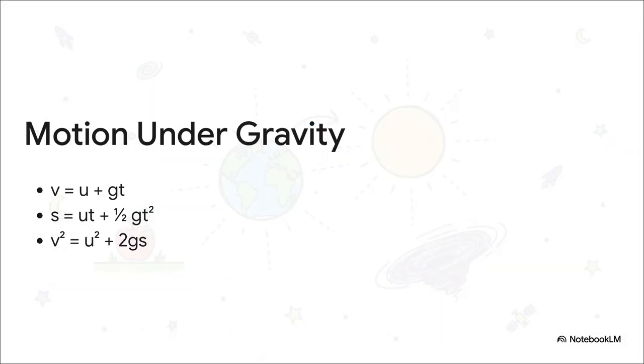Now just pause for a moment and try to recall the 3 equations of motion you have already learned. Remember them? Well, the good news is, for any object that is in free fall, you can use the very same equations. All you have to do is replace the acceleration a with our friend g. See? This makes solving gravity problems much, much simpler.